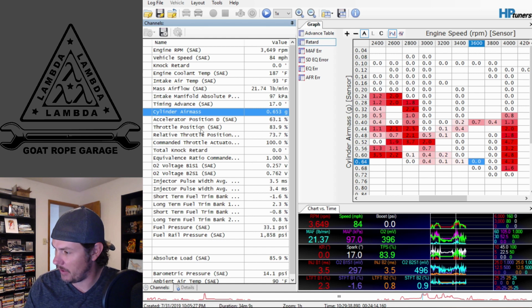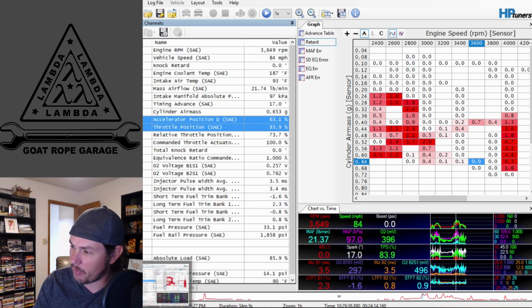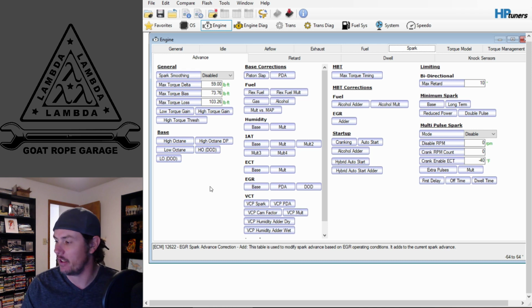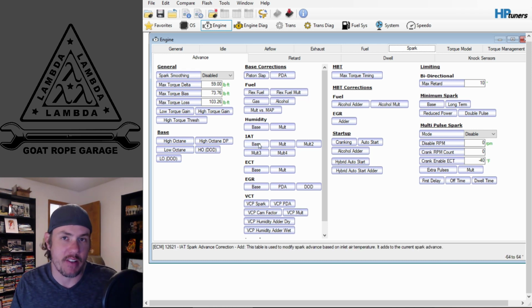I wonder if he's logging humidity on here. Got barometric pressure, ambient air temp, no humidity though. So that's not one that we can necessarily check against this one, but there's probably a degree or two being added in for humidity on this. Intake air temp, that's a big one. We log that almost every time anyways.